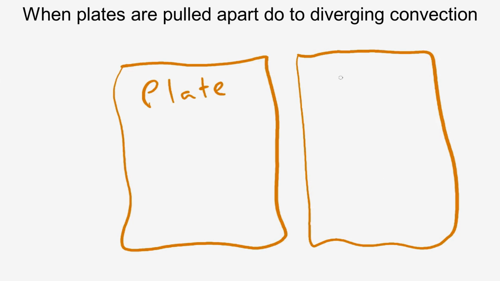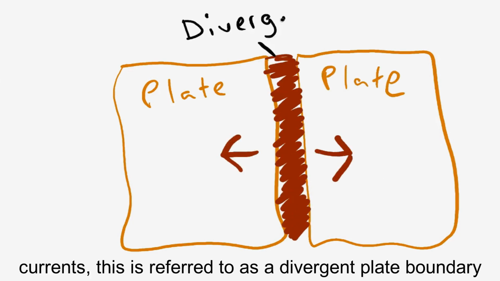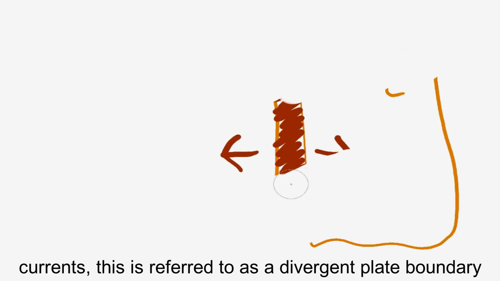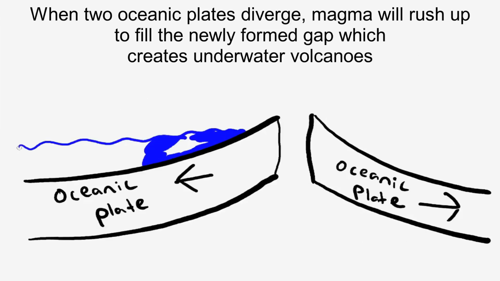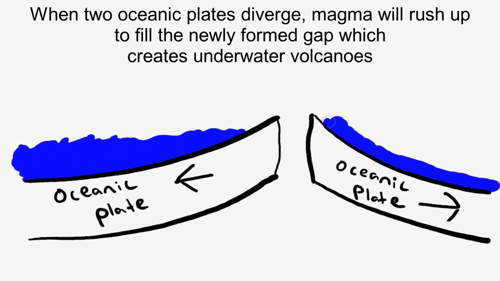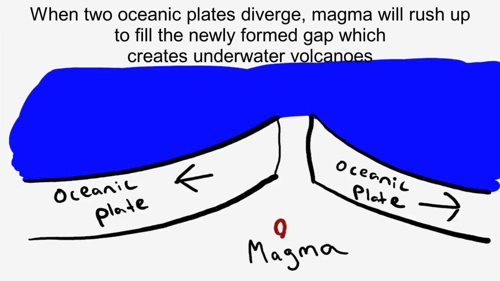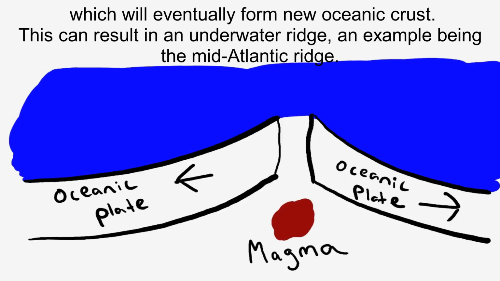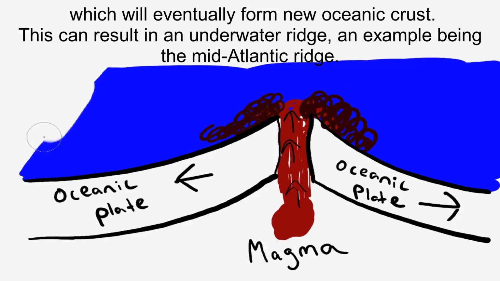When plates are pulled apart due to diverging convection currents, this is referred to as a divergent plate boundary. When two oceanic plates diverge, magma will rush up to fill the newly formed gap, which creates underwater volcanoes, which will eventually form new oceanic crust. This can result in an underwater ridge, an example being the Mid-Atlantic Ridge.